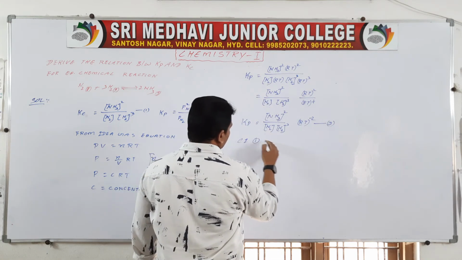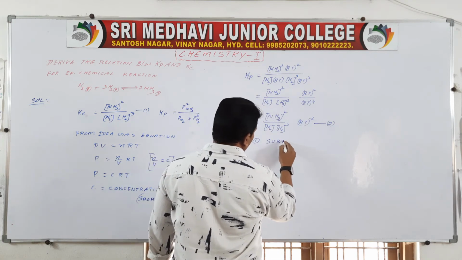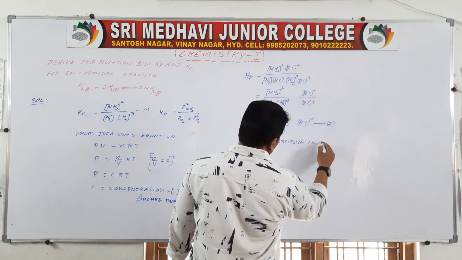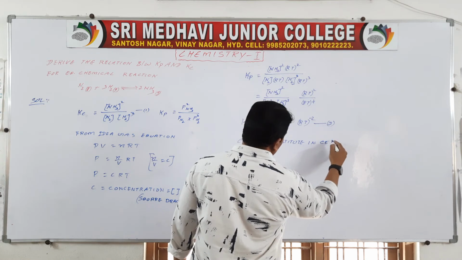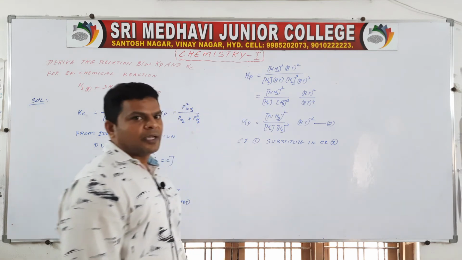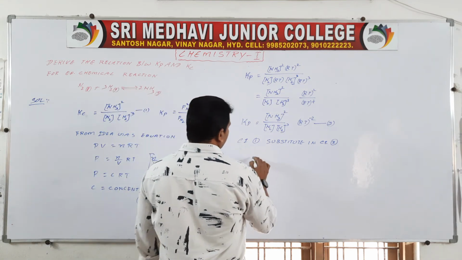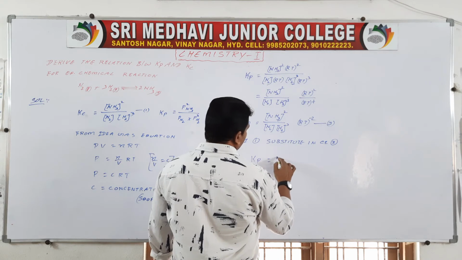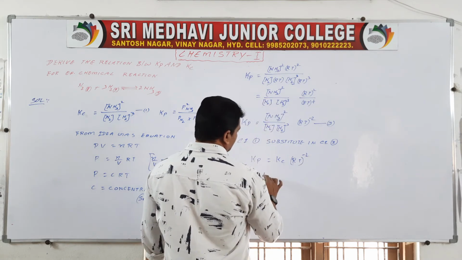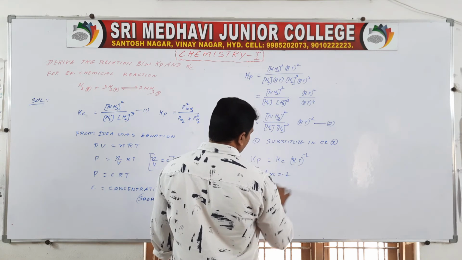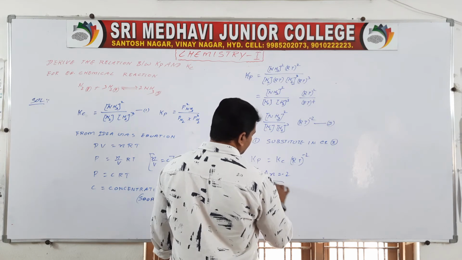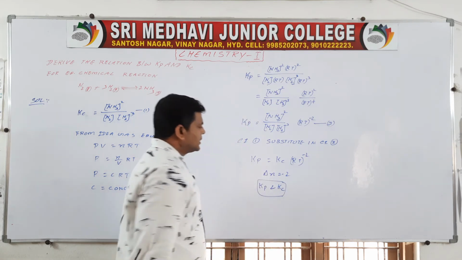Equation 1, substitute in equation 3, then Kp equal to Kc into RT to the power of minus 2. So delta n equal to minus 2, then Kp is less than Kc. This is a derivation.